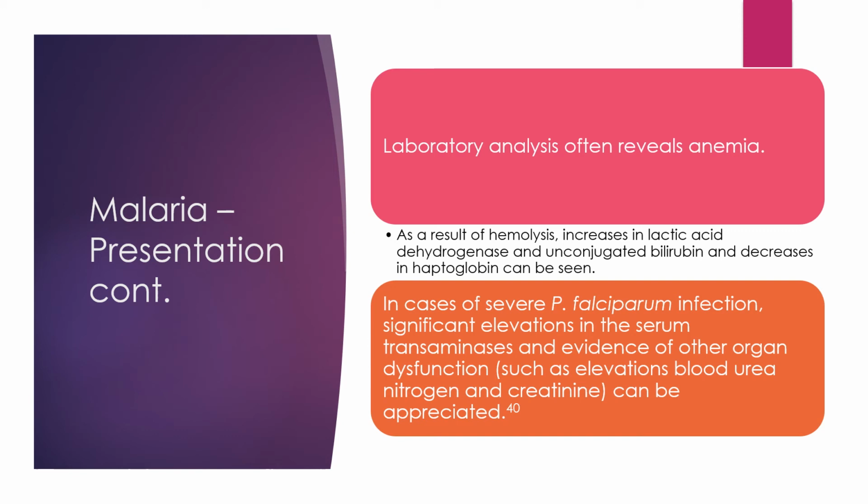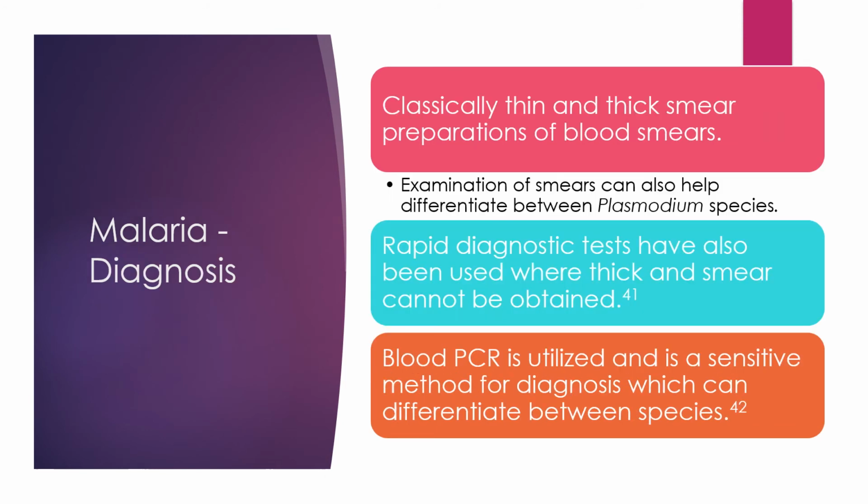Diagnosis. Classically, you use thin and thick smears. The benefit of this is that you can actually identify the specific species causing infection. For example, with falciparum, you can see banana-shaped gametocytes. Although in resource-depleted settings, you can use rapid diagnostic tests. Another methodology employed is blood PCR, and depending on the PCR assay, you can also differentiate species as well. PCR is more sensitive than the thick and thin smear.